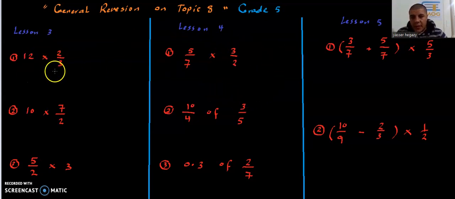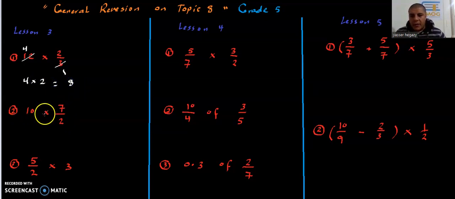So let's start with lesson 3, which is number 1, 12 multiplied by 2 out of 3. Don't forget that before we multiply, we must simplify. So here we have 3. 3 divided by 3 equals 1. 12 divided by 3 equals 4. And multiply 4 multiplied by 2 equals 8, and that's it.